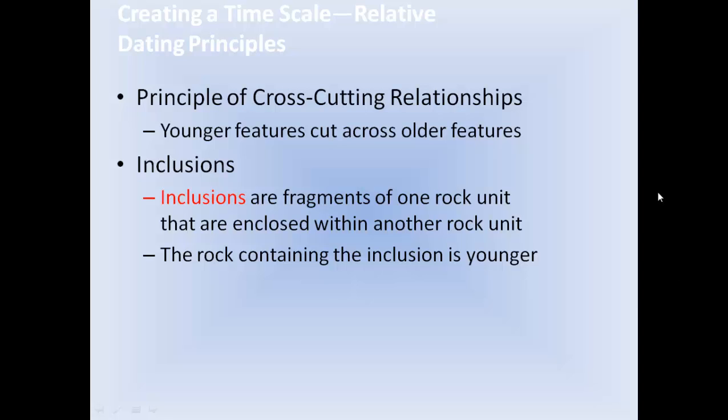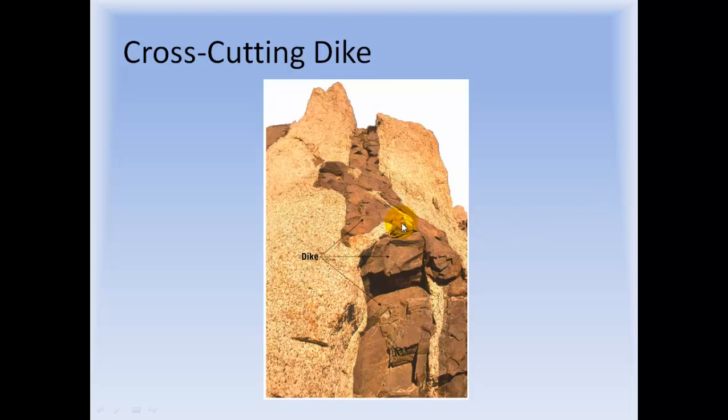Principle of cross-cutting relationships: younger features cut across older features. Inclusions are fragments of one rock unit that are enclosed within another rock unit. The rock containing the inclusion is the younger one. Here we have a rock that has a dike cutting through it.